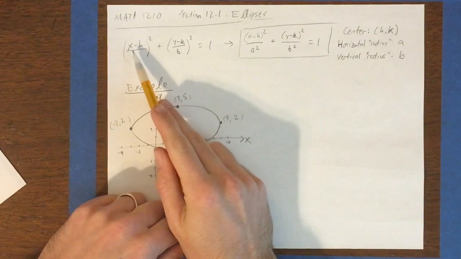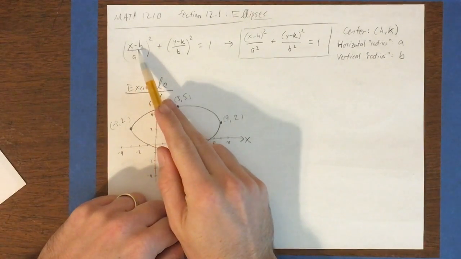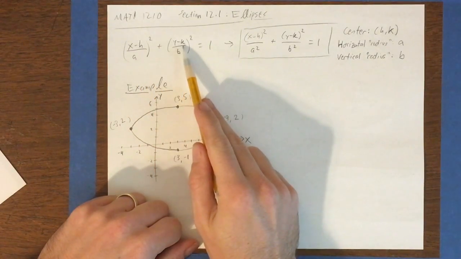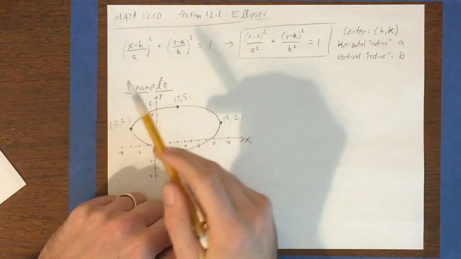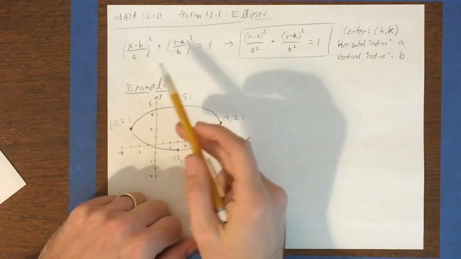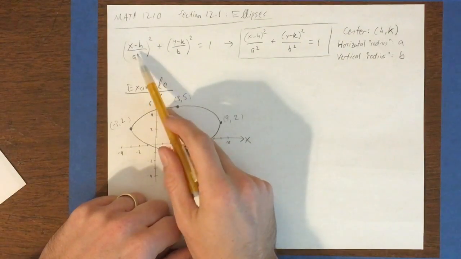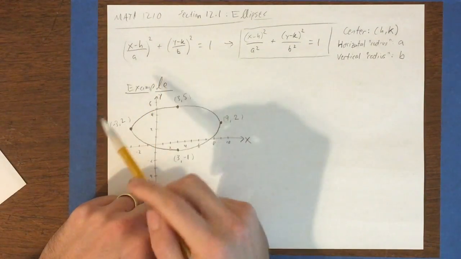And then the shifting comes from subtracting a number from x and subtracting a number from y. And you can remember subtract a negative number if you want to shift it to the left, or subtract a positive number to shift it to the right, at least horizontally. Down and up for vertical.